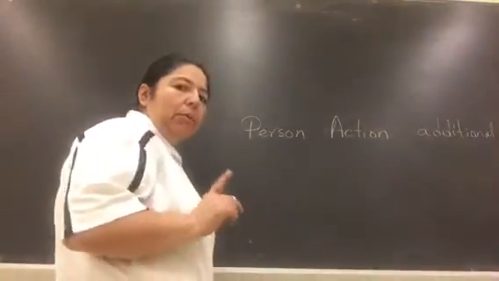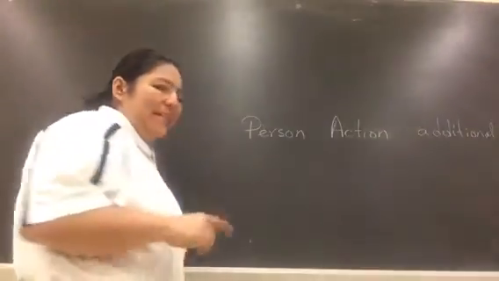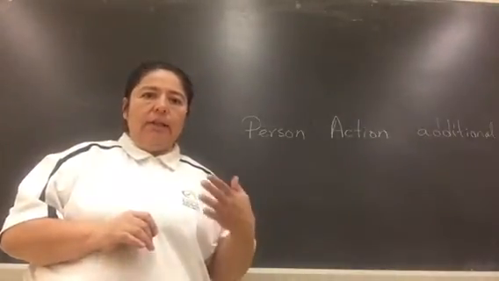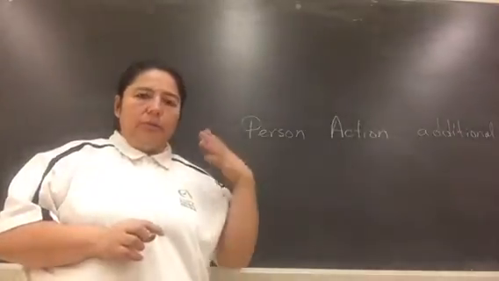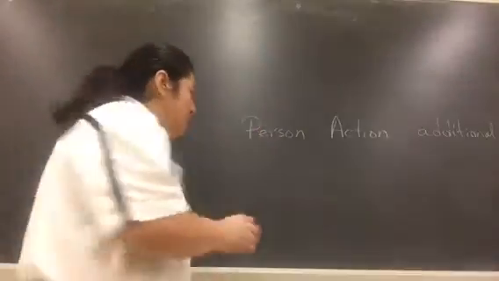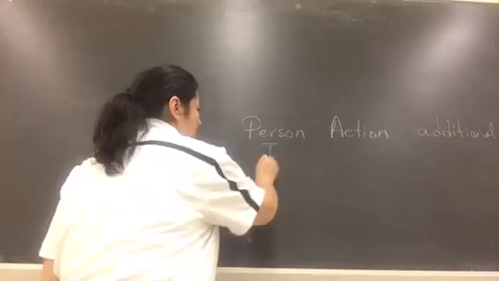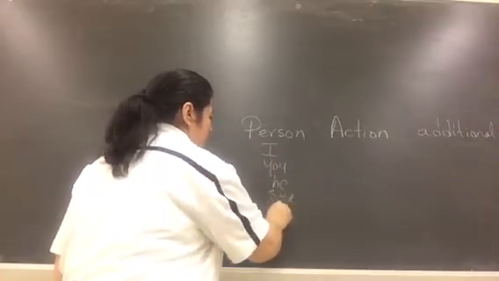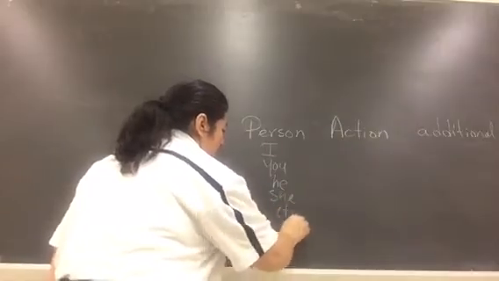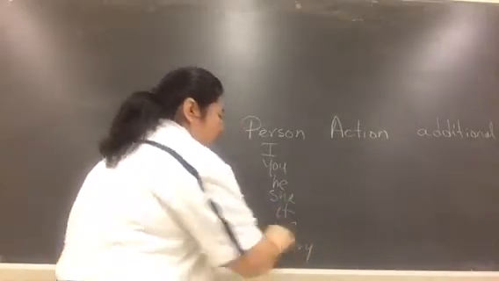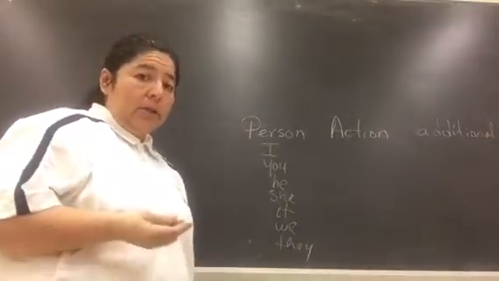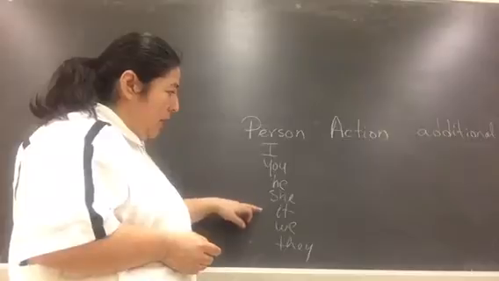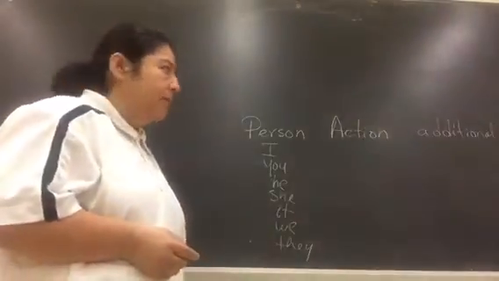So when we're speaking about the person, we're speaking about generally those first 7 words that you learn in the English language to try to speak about different subjects. For example, I, you, he, she, it, we, and they. As you see, these are only 7 words. I, you, he, she, it, we, and they.